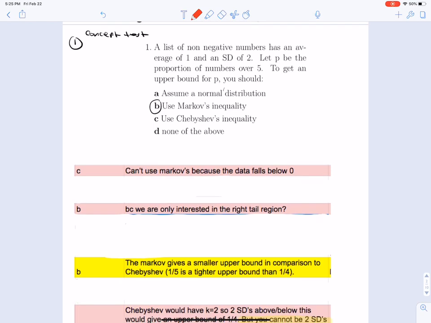One person said it's B because we're only interested in the right tail region. Well, that's not a reason why you're using Markov. You'd want to compare Markov and Chebyshev. Chebyshev can also be used to find an upper bound for the right tail region, as I showed you above. So a person correctly responds that it's B because Markov gives a smaller upper bound in comparison to Chebyshev. 1/5 is a tighter upper bound than 1/4.